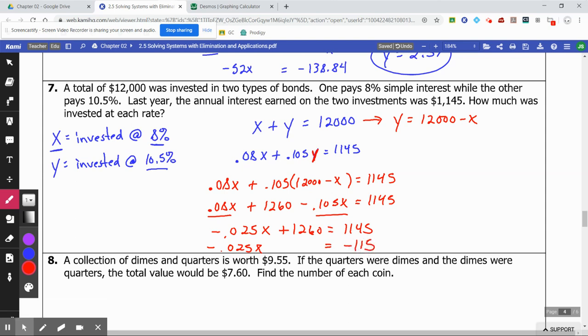When you divide that by the negative 0.025, you get $4,600. And since I ran out of room, I'm going to write it up here. So your X value is $4,600. Now the Y value is going to be very easy to find, because your Y value is simply 12,000 minus that X value, and that's going to give you $7,400. So that's your amount invested in each.